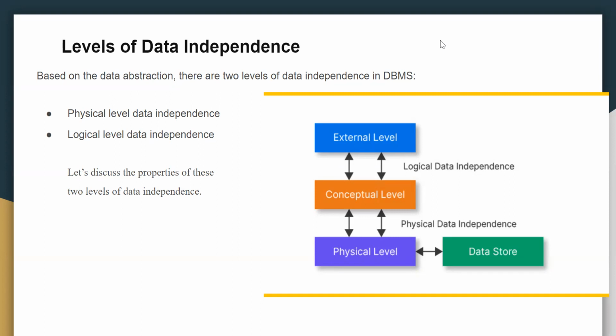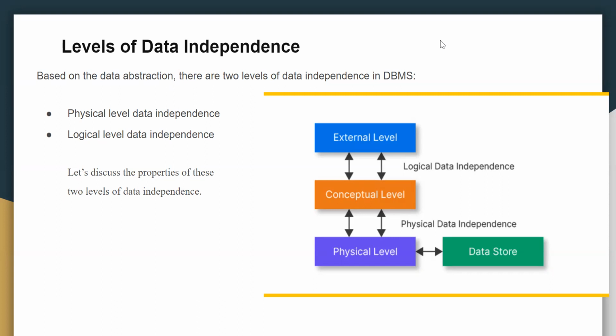Today, our next topic is levels of data independence. In the previous tutorial, we covered what data independence is and what its levels are. Today, we are looking at these levels in detail. Based on data abstraction, there are two levels of data independence in a database management system: physical level data independence and logical level data independence.